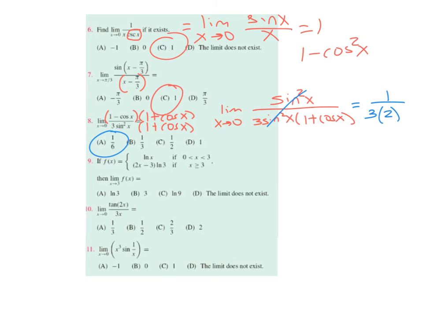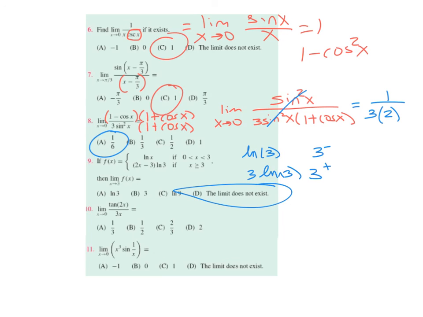Let's see, the limit as x approaches 3. So the top, from the left, we get ln of 3. That's from the left. And then from the right, we get 3 ln of 3. So the limit does not exist. All right.